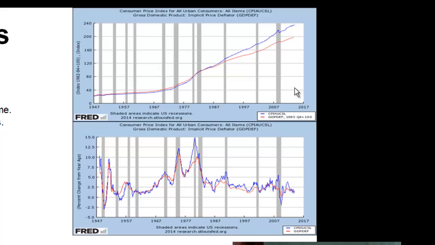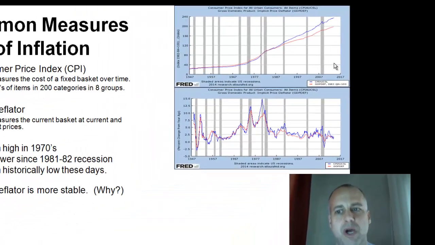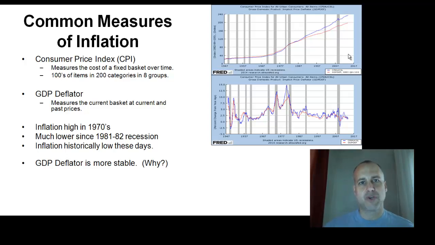And I want you to start thinking about why that might be the case, and we'll talk about that in a few more slides. But first, what we're going to do is explain how to compute the CPI, and later we'll take a look at how to compute the GDP deflator, and then we'll compare and contrast those two things to see what kinds of things we can do to get a good measure of the cost of living.